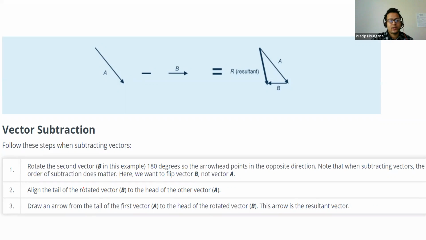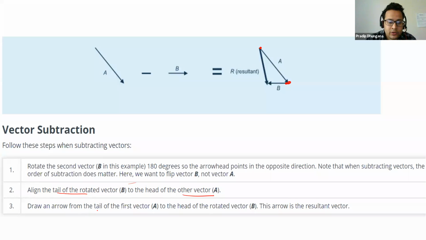Okay. Now second step, align the tail of the rotated vector with the head of the vector. Let's check it out. Tail of the rotated vector, the head of the vector, sorry, this one is the head of vector A.